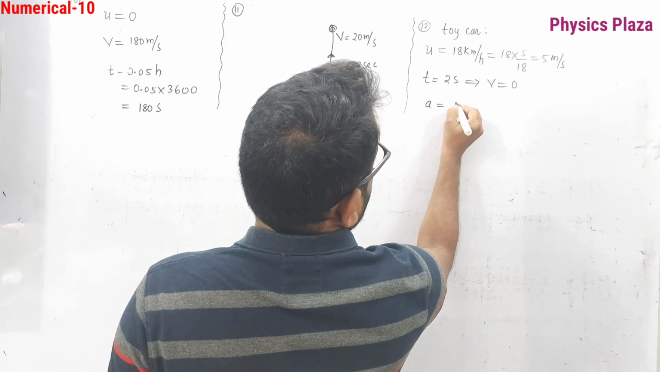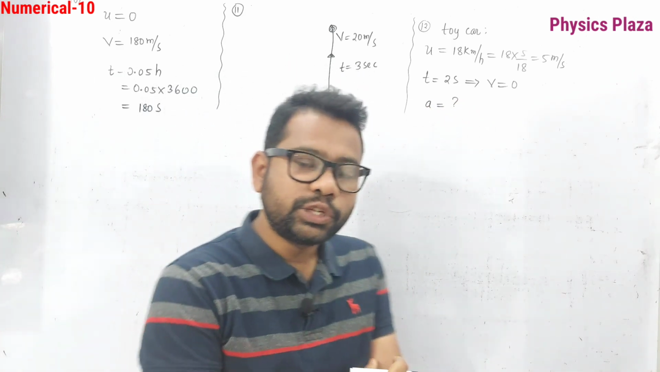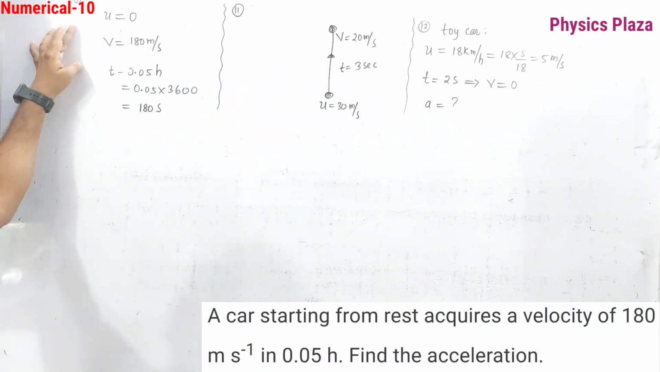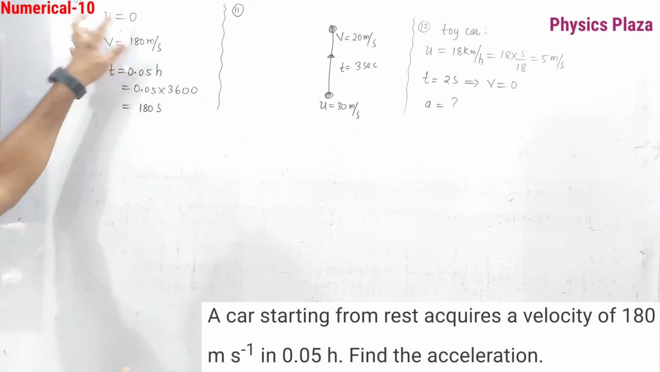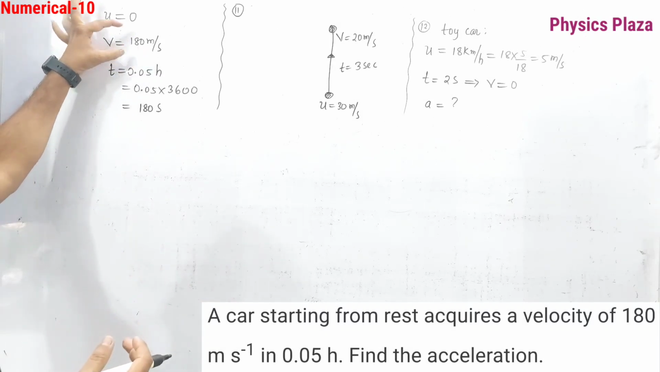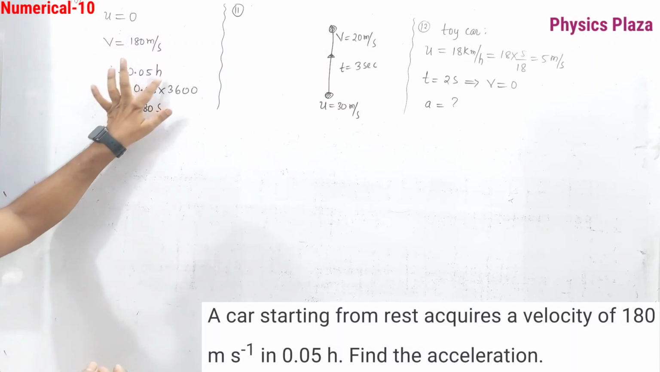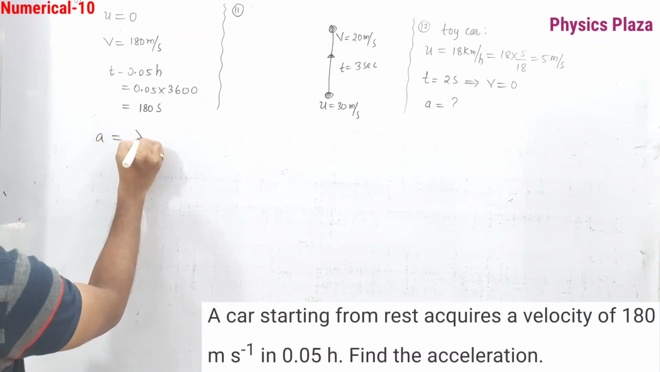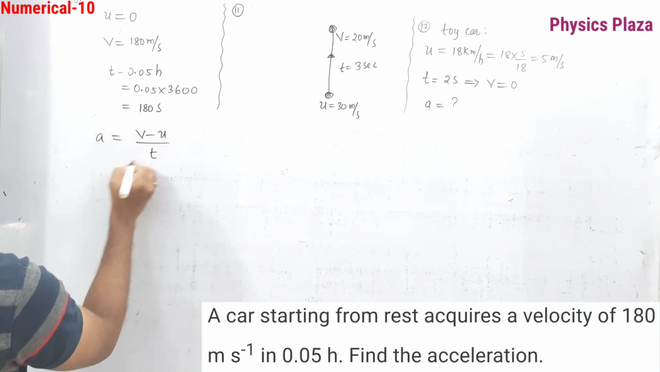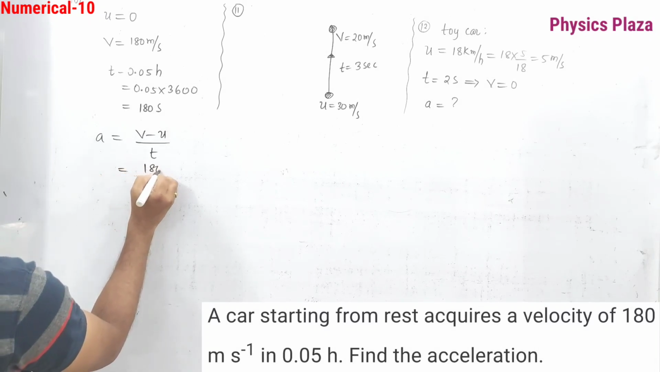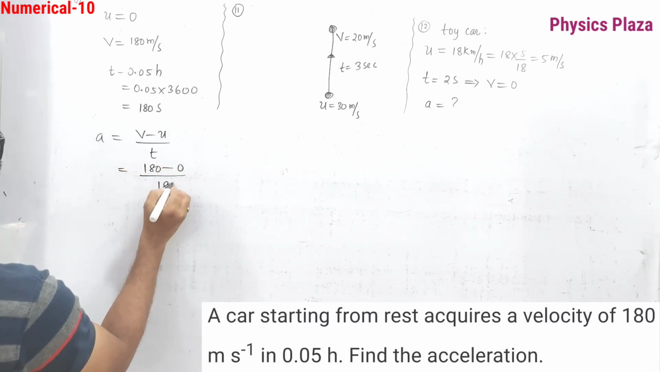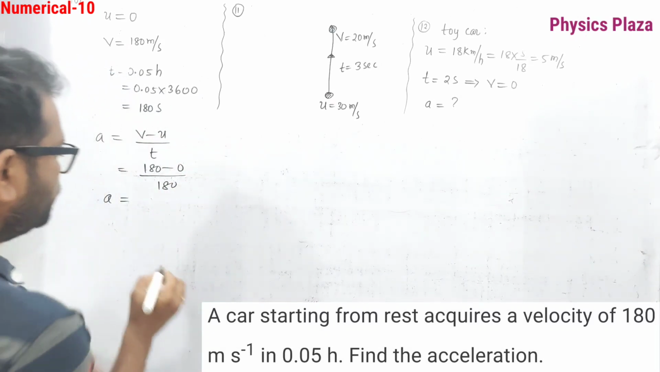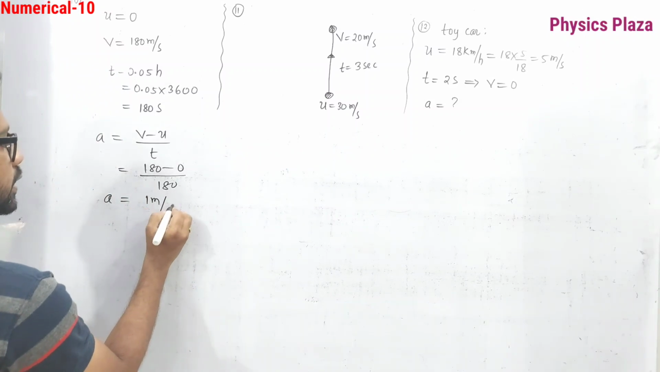So find the acceleration. Children, these three numericals, even the next numerical, are similar, based on acceleration only. In numerical 10, a car is starting from rest, so initial velocity is 0, and it acquires this much velocity in this much time. But time is given in hours, so we convert it into seconds. Now let us calculate the acceleration, that is v minus u by t. So this will be 180 minus 0 by 180. 180 minus 0 will be 180, 180 by 180 will be 1. So it is 1 meter per second square.